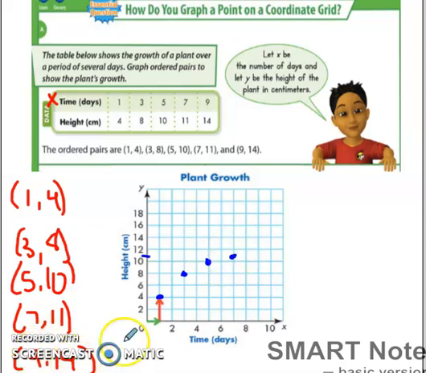Okay, then we have 9 and 14. So 9 is over here, and we go all the way up to 14. And that's it. So you can see that the plant was growing over time. You just made a graph, because you can see it started out here, and then it just got taller as time went on. So if we were to look at this, the plant would probably continue to grow as time continued.